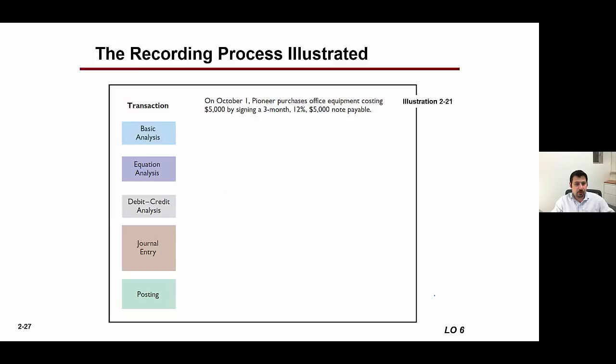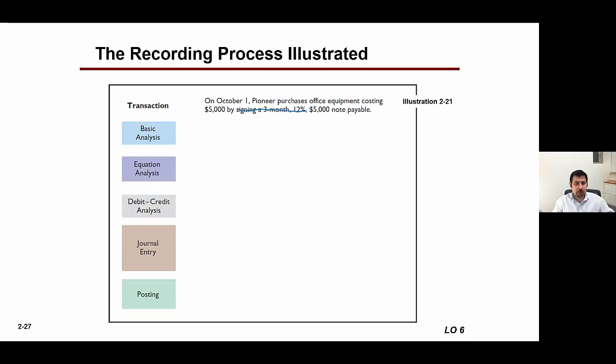Let's do another one now. On October 1st, Pioneer purchases office equipment costing $5,000 by signing a 3-month 12% $5,000 note payable. At this point, let's not think much about these. This is not important information at this point. We will be talking about that in detail later on in future chapters. For now, just think about it as they purchased equipment and they signed a note payable for that.